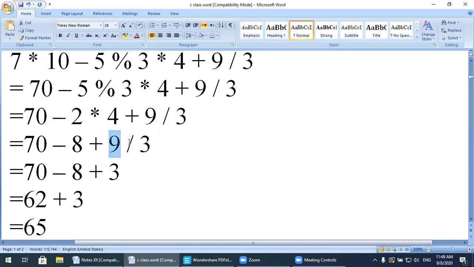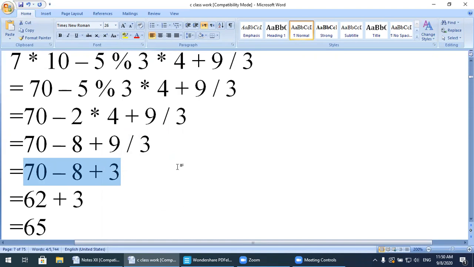So in this step, I will solve 9 / 3. 3 threes are 9, the remainder is 0 and the quotient is 3. If I put the percentage symbol here, its result would be 0. Because the slash symbol is used here, its result is 3. It gives us the quotient result. Now we have the expression 70 - 8 + 3.